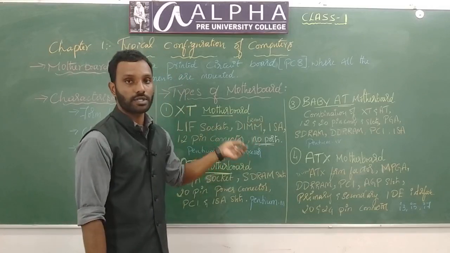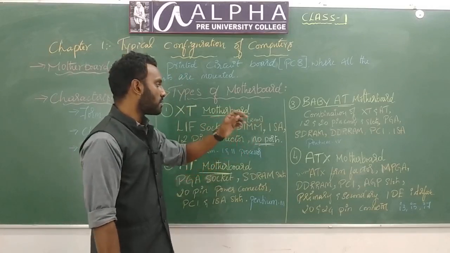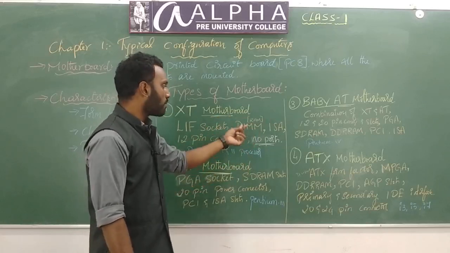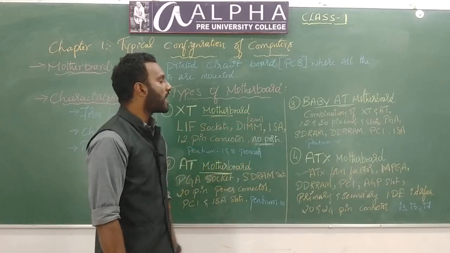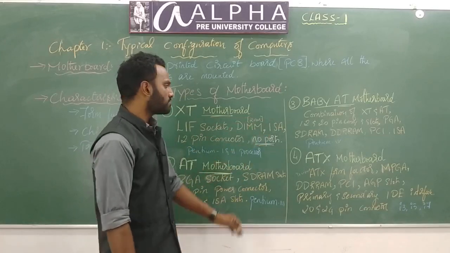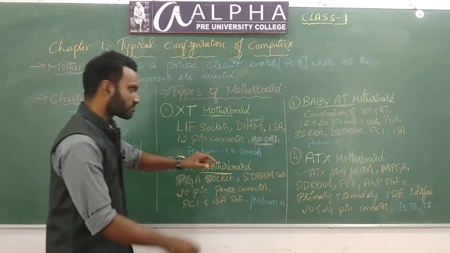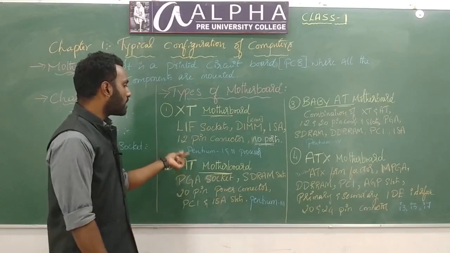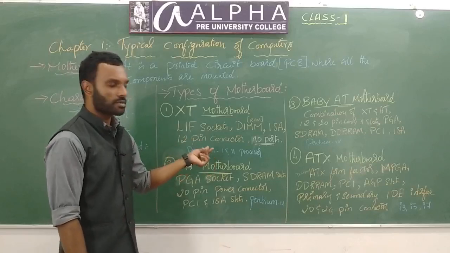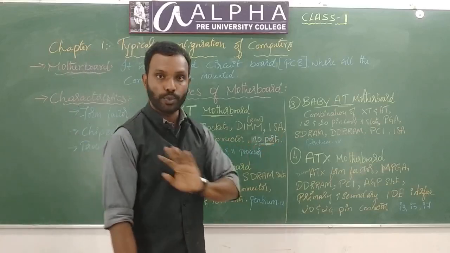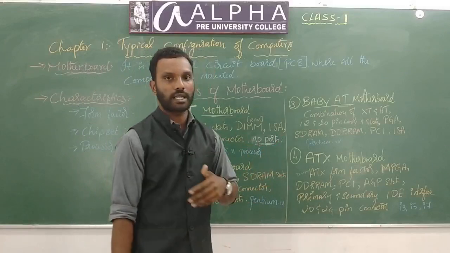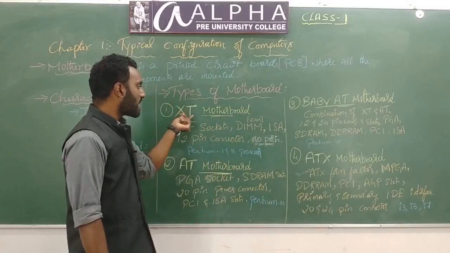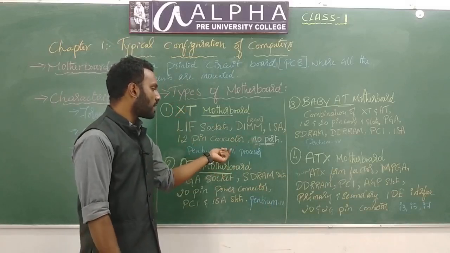All these abbreviations are very much important. Please do note this. DIMM, dual inline memory module. It's a main memory. It also had ISA, industry standard architecture, which is a form factor, and it also had 12 pin connectors, and it had no ports. What are ports? We shall discuss that in further classes. An example for XT motherboard is Pentium 1 and 2.